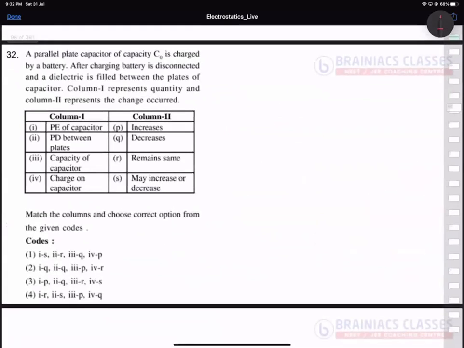Question number 32. A parallel plate capacitor of capacitance C0 is charged by a battery. After charging, the battery is disconnected and a dielectric is filled between the plates of the capacitor. Now what will happen to the capacitance? The new capacitance C dash will be K times the initial capacitance. So the capacitance increases, very clear.